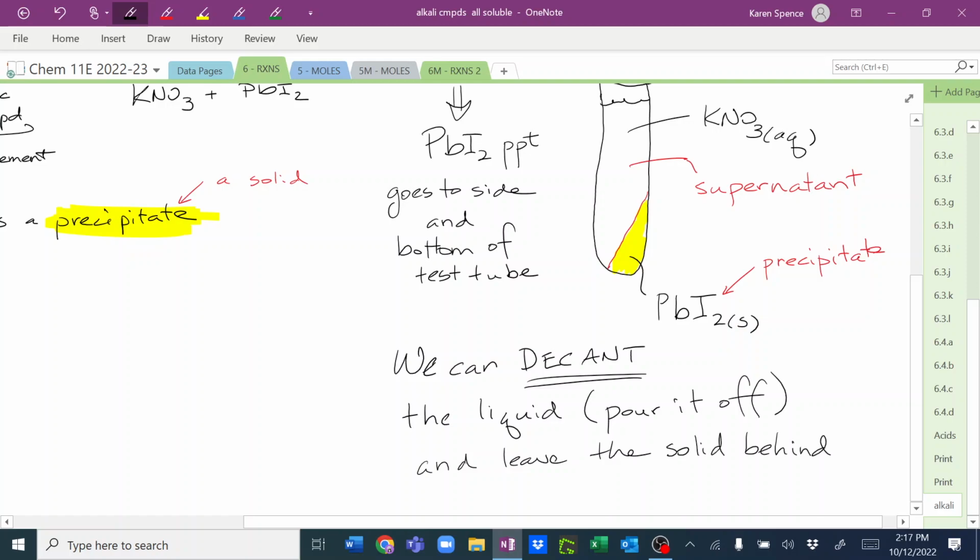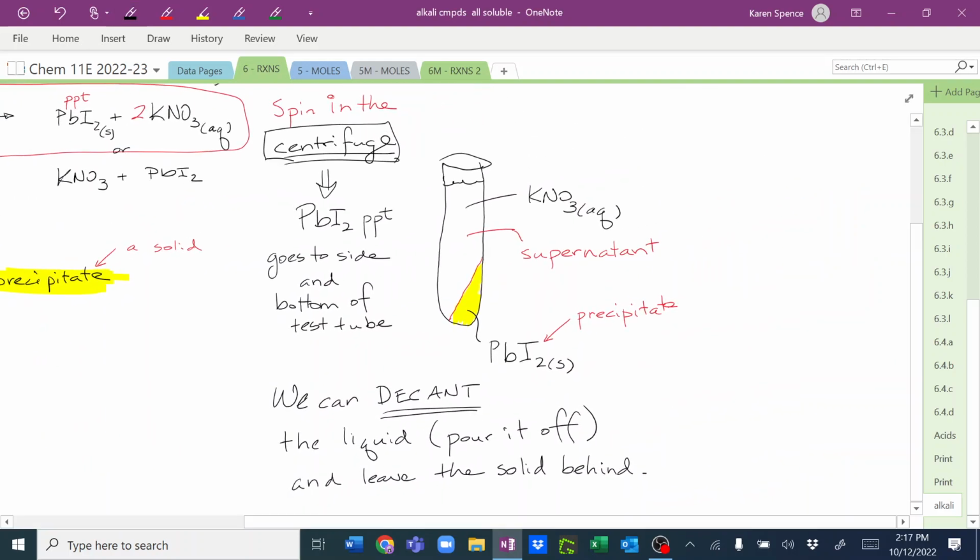So these are just words that you should know. You should know the word decant. You should know the term precipitate. You should know the term centrifuge. You should know the term supernatant. Okay? So here's our vocab words here. I'll put little stars by all the vocab words. Centrifuge, supernatant, precipitate, decant. Those are all our vocab.